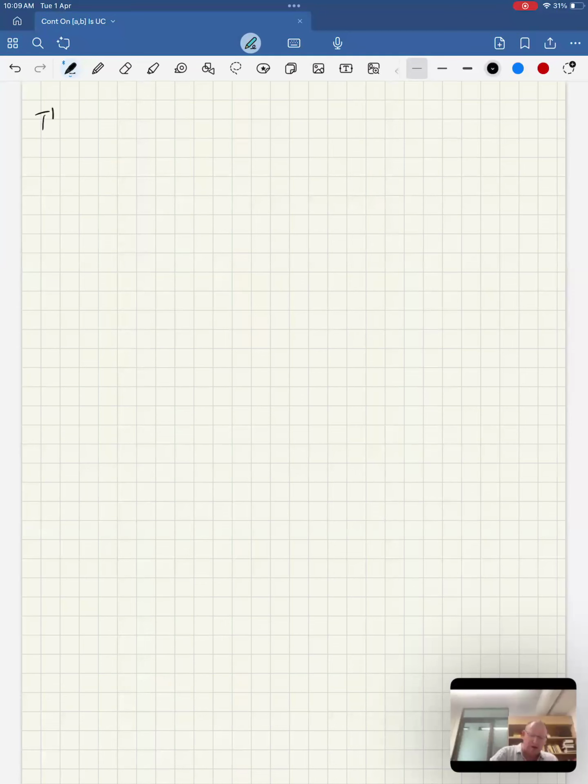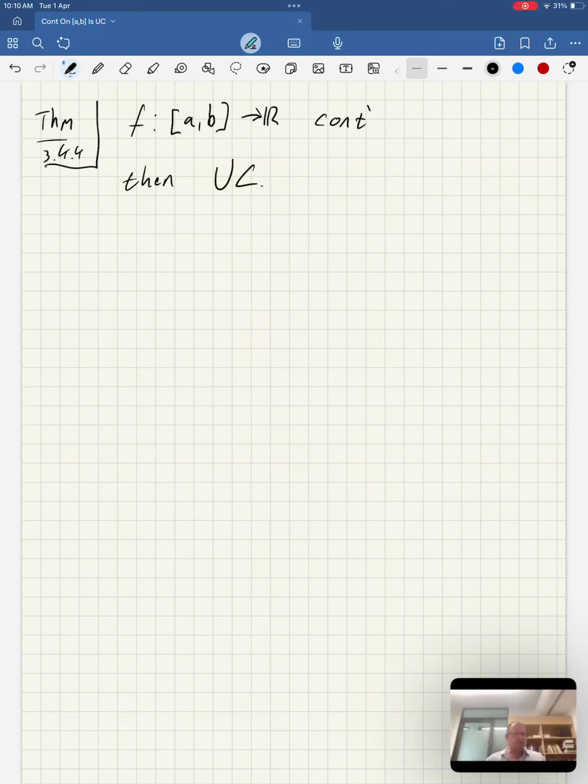Okay, here is a theorem. It's theorem 3.44 in the book. You have a function f on a closed interval [a, b], a real valued function, and it is continuous on that interval. Then it is uniformly continuous. All right. So if it's continuous and it's a closed interval, then it's uniformly continuous.